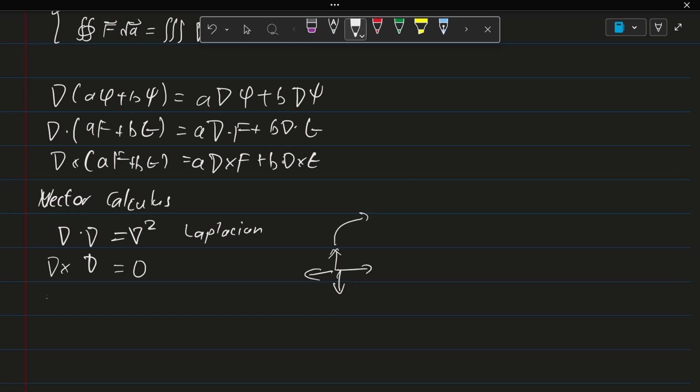If you take the divergence of a curl, this would be 0. And the logic is that since the curl is always orthogonal to the divergence, it's definitely going to be 0.